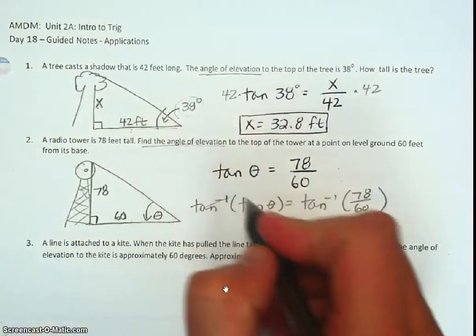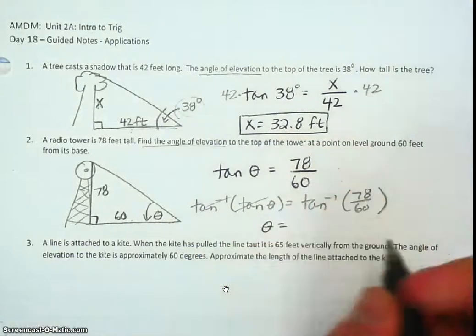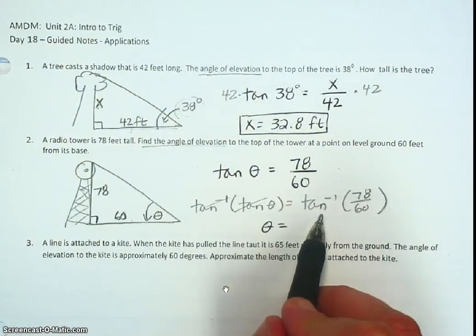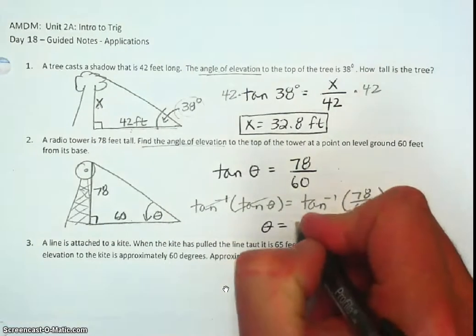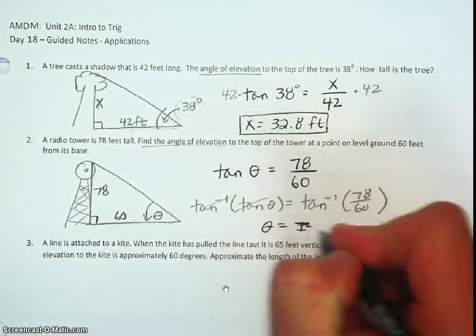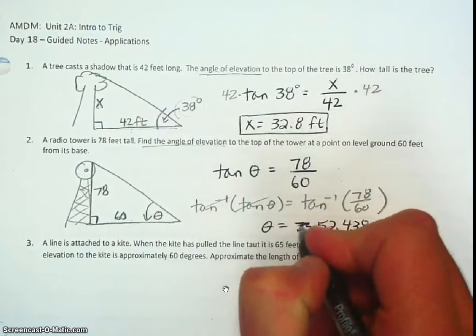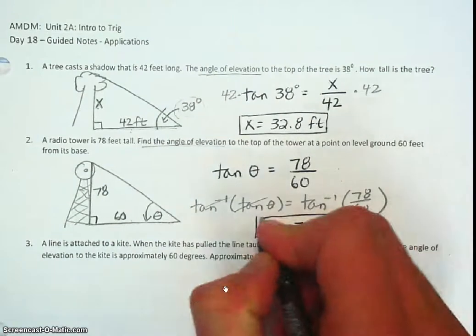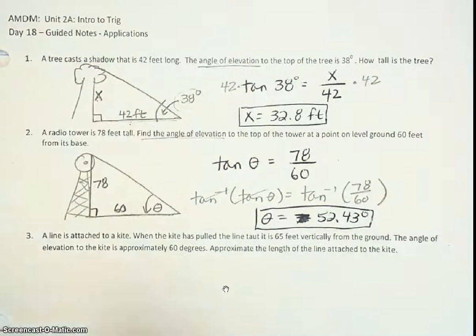Now on the left, the tan inverse and the tangent cancel out, and we're just left with theta. And then in your calculator, if you hit the second button, second tan, and then put 78 divided by 60, it will give you 52.43 degrees, which is my final answer here. So 52.43. So now we found an angle for that one. All right, example 3.